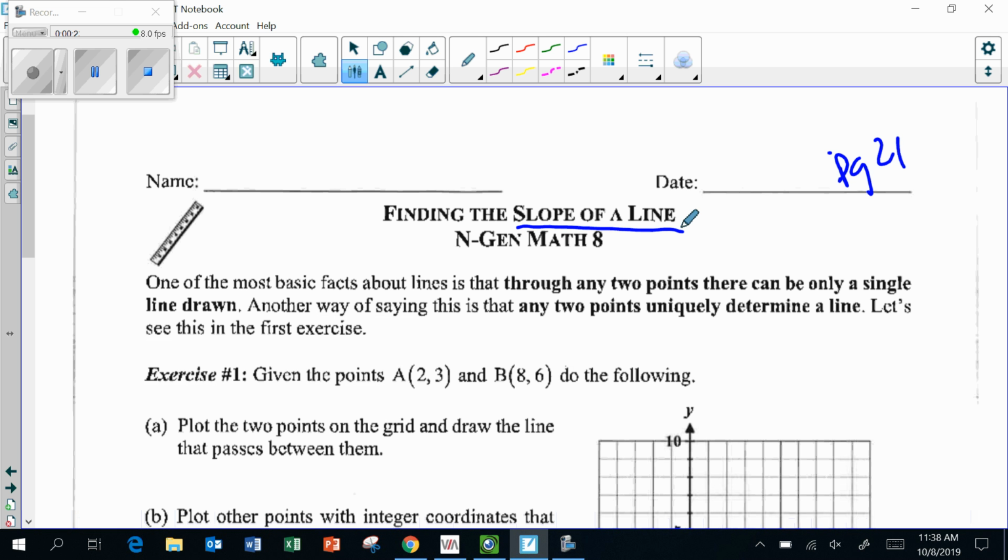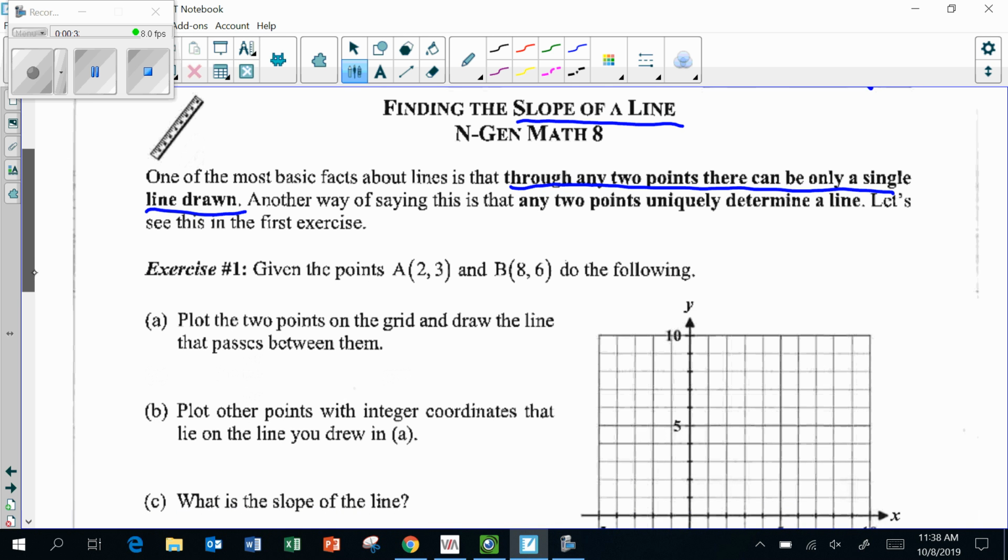One of the most basic facts about lines is that through any 2 points, there can only be a single line drawn. So you need 2 points to determine a line. All right, so first exercise.